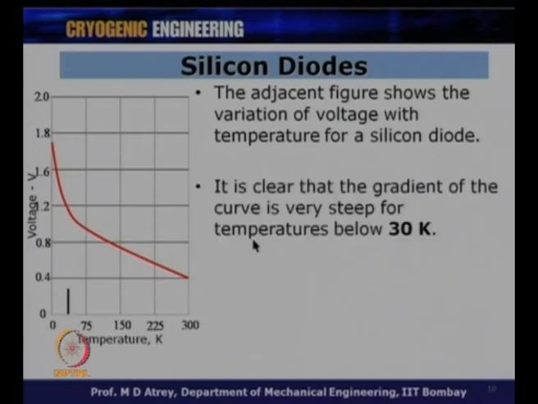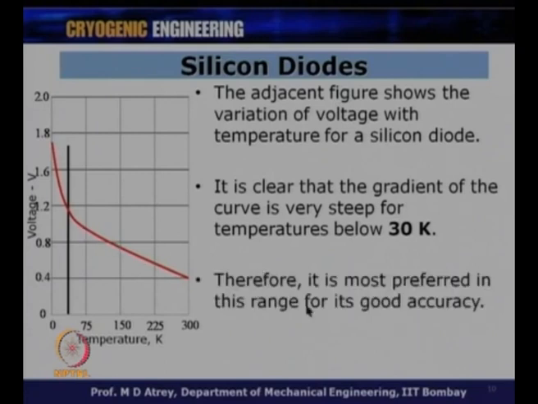It is clear that the gradient of the curve is very steep for the temperature below 30 Kelvin. So, let us say this is 30 Kelvin, and you can see how the gradient has increased as compared to the rest of the temperature range. Therefore, it is most preferred in this range for good accuracy. So, what we want is basically a steep change, so that the sensitivity increases, alright.